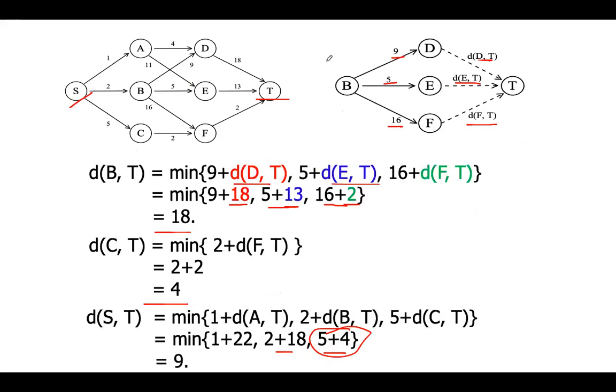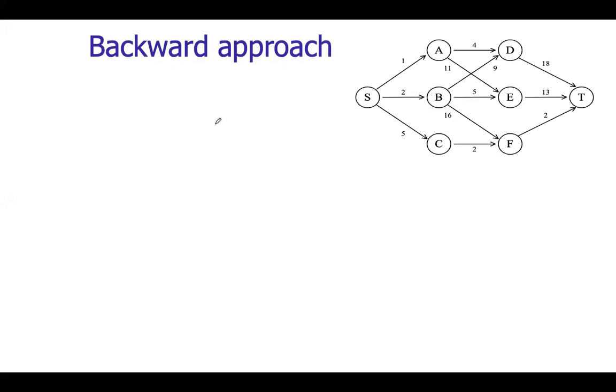First you calculate the distance of these three things, and of these things, and then finally we go on adding the distances. Whichever is the shortest distance, that is the shortest path. That is the forward approach. Next, we shall see the backward approach. There is only a slight change in the approach. We know the distance from S to A, B, C, which we write as 1, 2, 5.